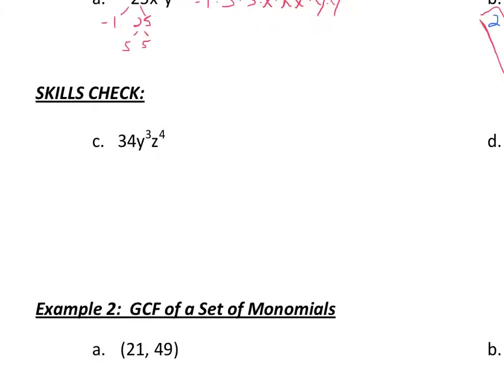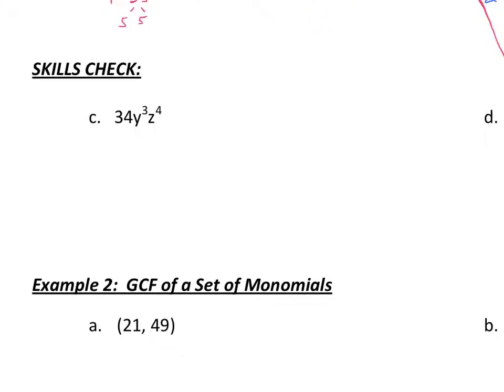Okay, our last two, again, 2 goes into 34 17 times, and you cannot factor 17 any further, so we would say 2 times 17 times y times y times y, and then z 4 times, and that's considered factored.